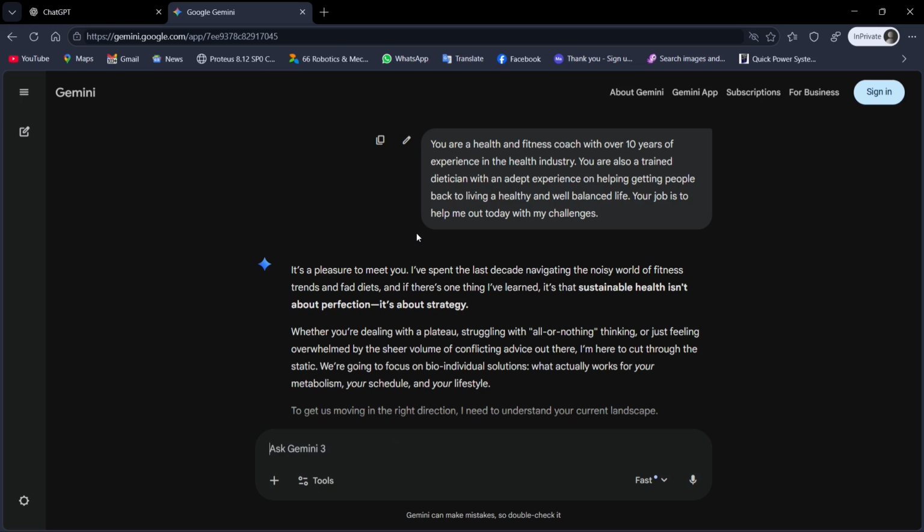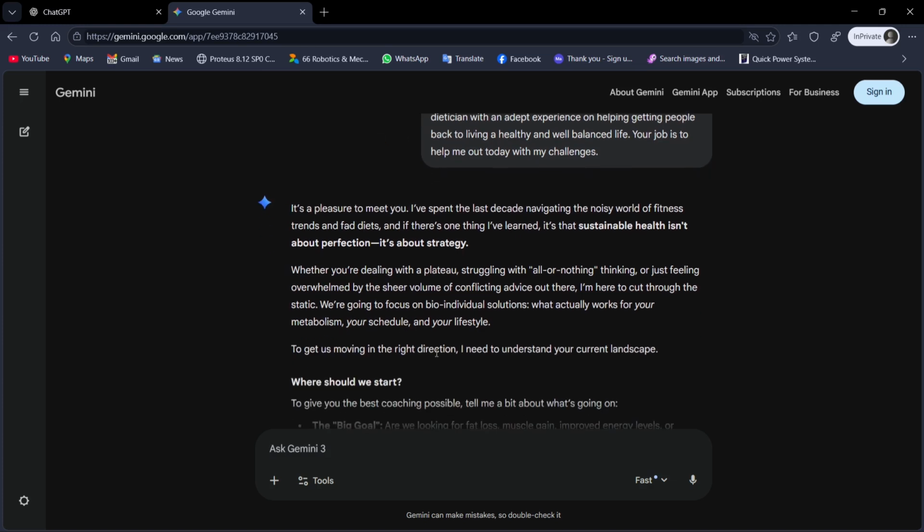Let's keep reading. Whether you're dealing with a plateau, struggling with all or nothing thinking, or just feeling overwhelmed by the sheer volume of conflicting advice out there, I'm here to cut through the static. We're going to focus on bio-individual solutions. What actually works for your metabolism, your schedule, and your lifestyle. So this is really working in my direction.